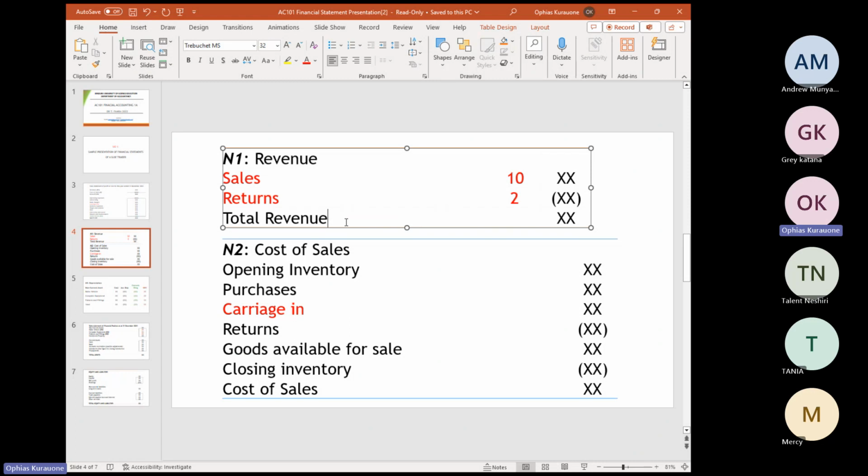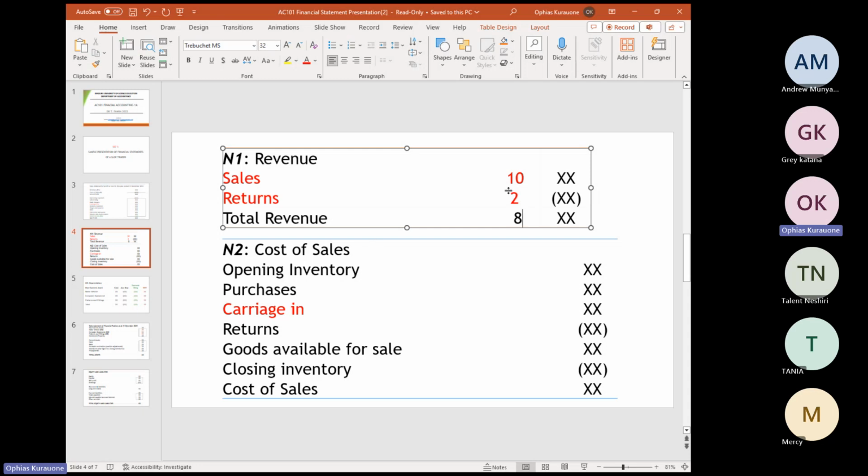So the total revenues at the end of the day are reduced by the returns. Then it's 8, because we have returned some of the goods worth $2. In accounts, we say this should be disclosed, not just write 8 as sales directly. This is not allowed. We should disclose these returns, and sometimes we need to investigate what the major causes of those returns are. Then cost of sales, opening inventory.